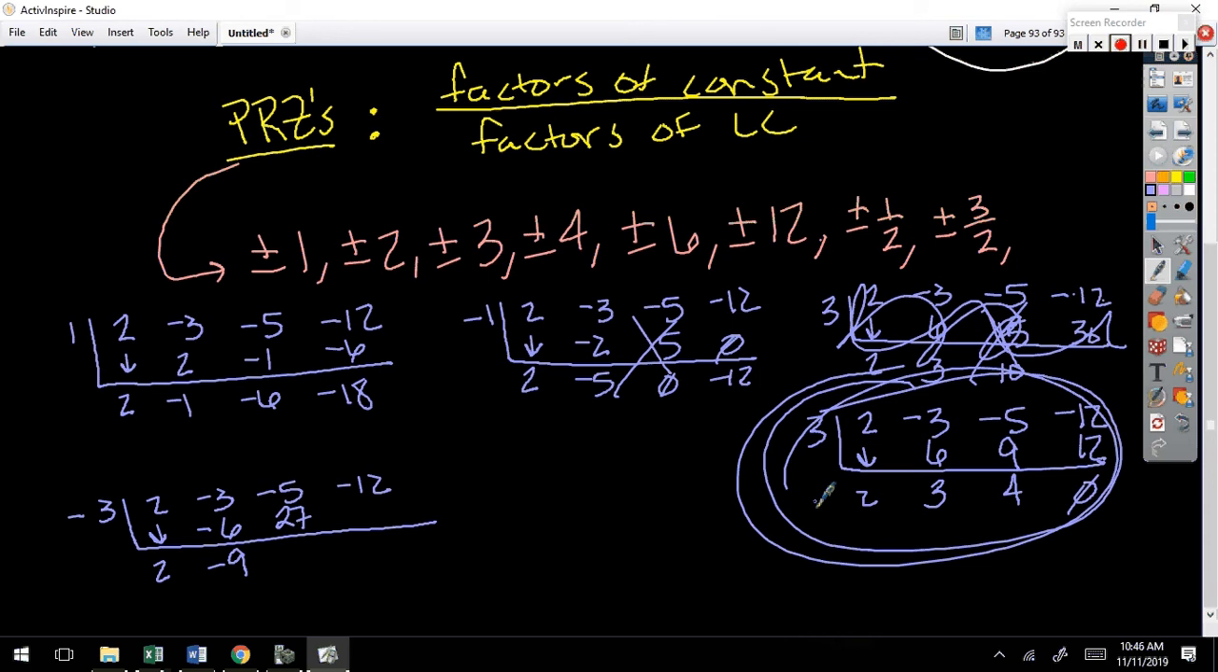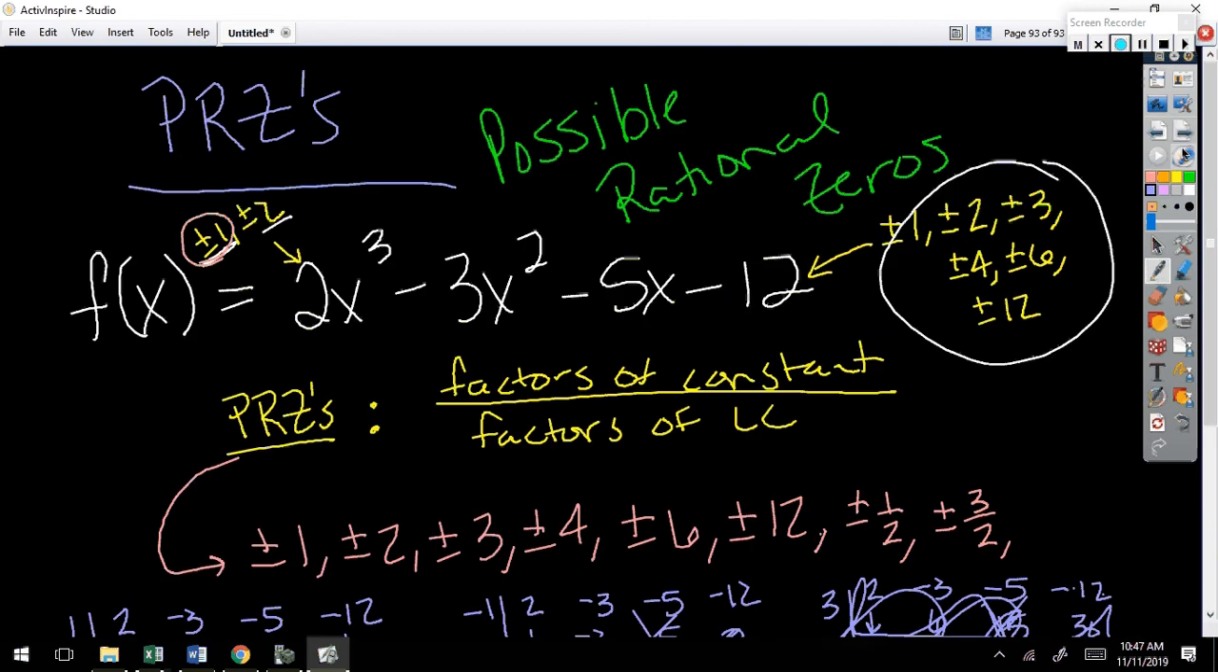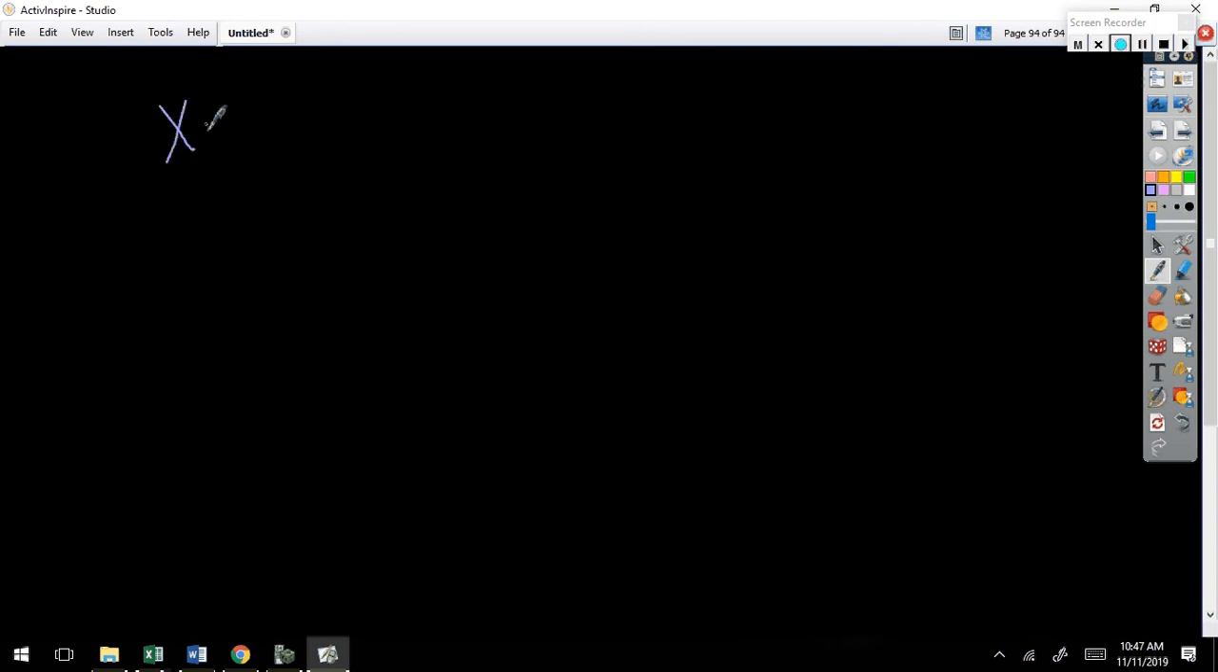Wait, so aren't there 3 zeros though? So how do we find the rest? Because Eliza makes a good point. 3, okay? So watch what's going to happen here. We're going to write this as a factored problem now, okay? And y'all have done this. We're going to factor it completely. So now we have x minus 3 times, what was left when we divided that out? 2x squared plus 3x plus 4.